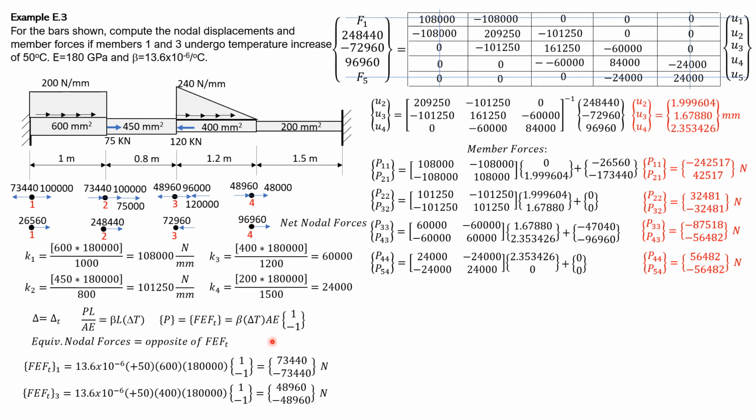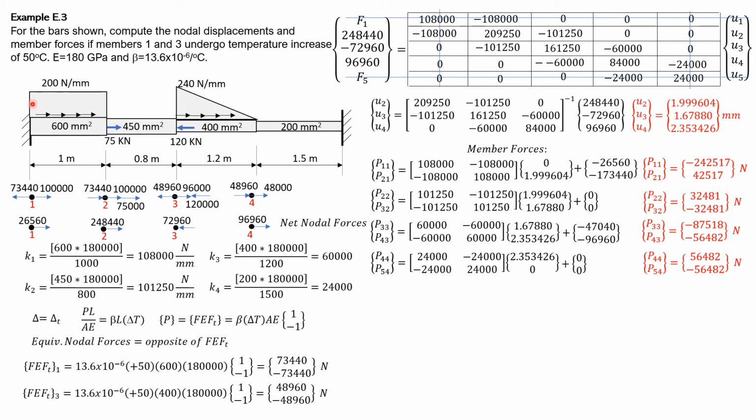So the fixed force is at the left side of member 1 rightward and at the right side of member 1 leftward. But the equivalent nodal forces would be opposite. So if it is rightward, the nodal equivalent force would be leftward. So you have here 73,440 equivalent nodal force leftward, opposite to this 73,440, which is rightward. On the other end, because this is negative, supposedly the fixed force is leftward. So that's why the equivalent nodal force due to thermal effect is rightward, 73,440.